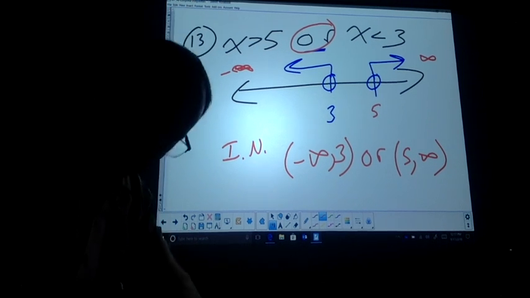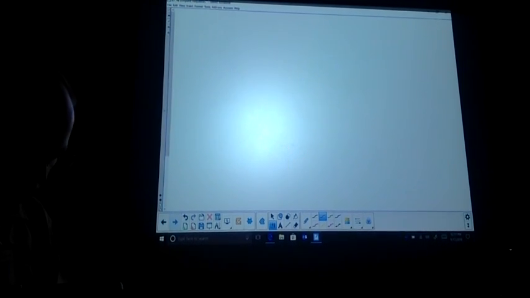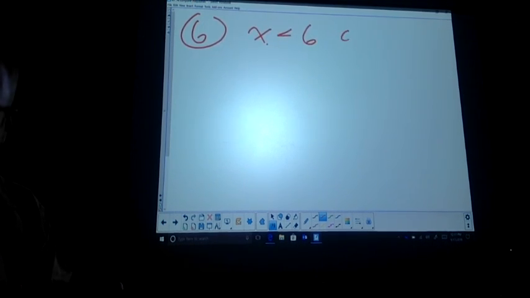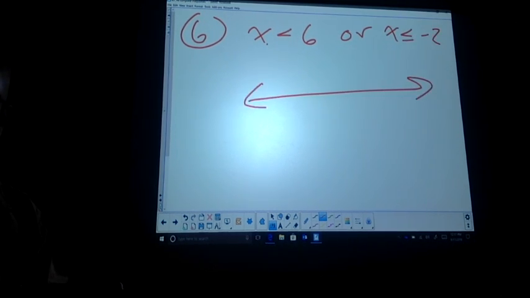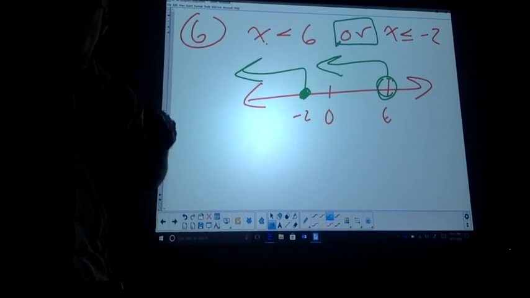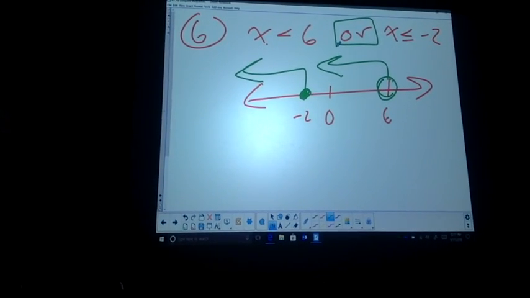Number 6. All right, so this is an or problem. So it should be shading away from each other, and it's already worked out. So I'm going to draw a number line. Negative 2 is here. 0 is about here. 6 is about here. All right. I want values that are less than 6. So this is going to shade this way. And then I want values that are less than or equal to negative 2. So that's also shading this way. So it's or. We only need one. We need to find where one thing would be true.